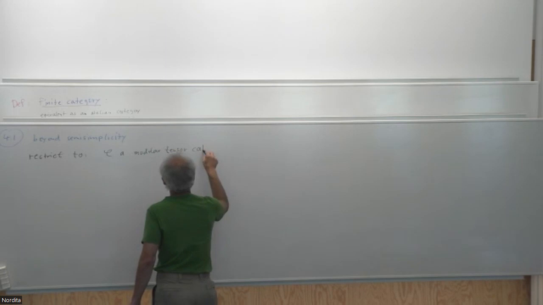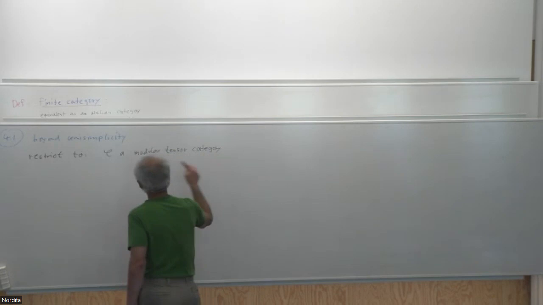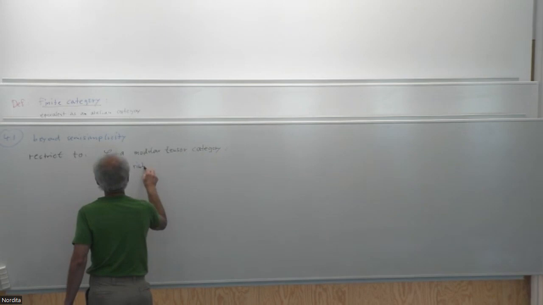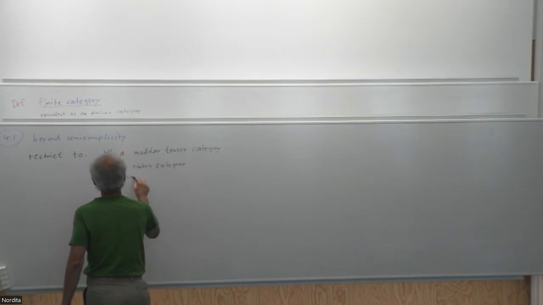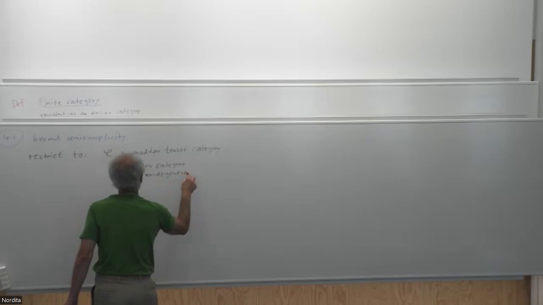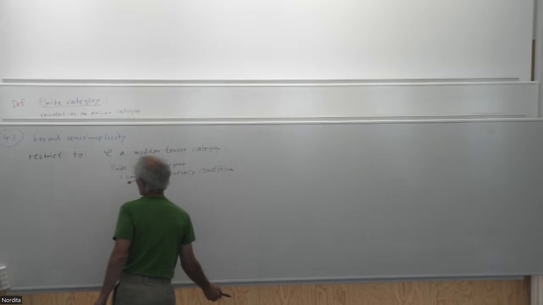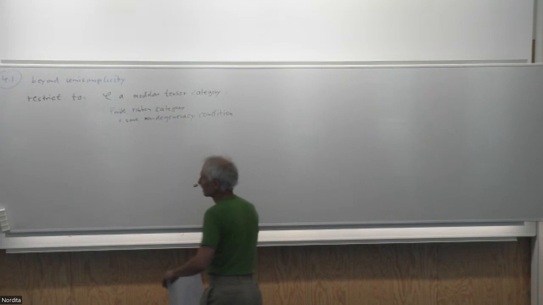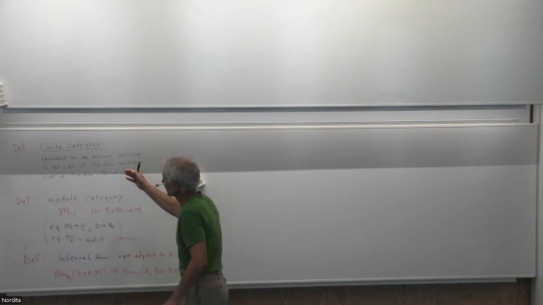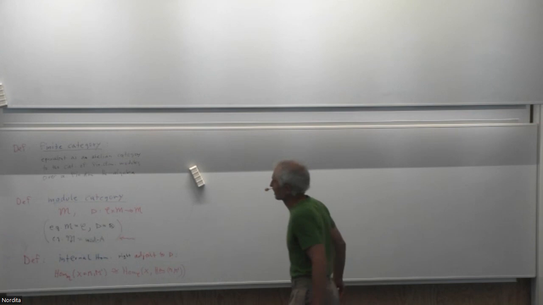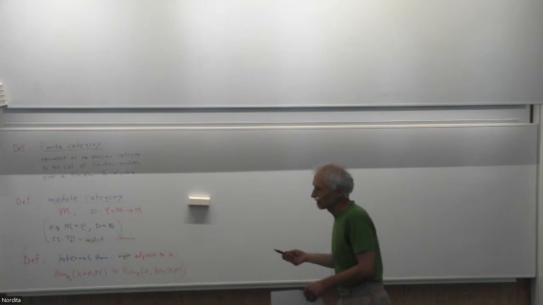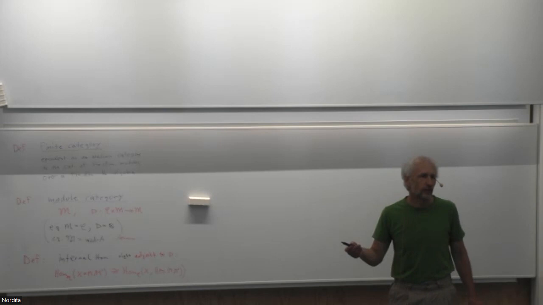And what is this in particular? It's a finite tensor category, even finite ribbon category, plus some non-degeneracy condition. And what is a finite ribbon category? It's ribbon in the sense I described, and it's finite in the following sense. A finite category, there is some technical definition, which is what you have to use when you want to make use of these categories. But one way to describe it, it's equivalent as an abelian category to the category of finite dimensional modules over some finite dimensional algebra.